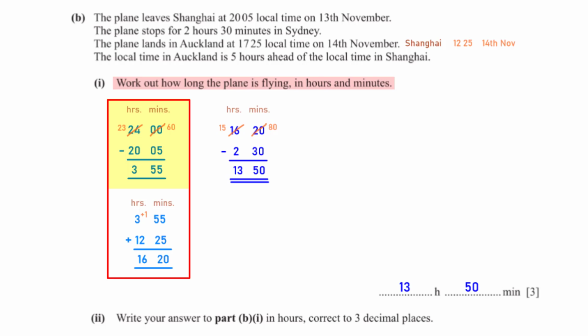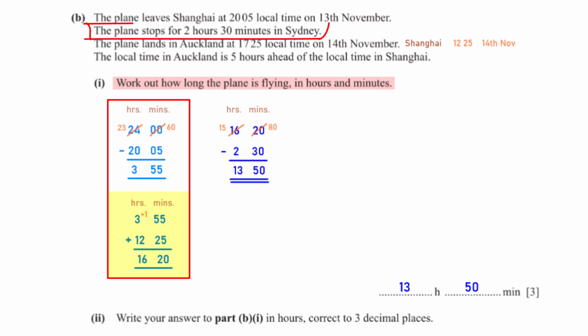So now to get the total time duration, we add 12:25 to 3:55. Under the minute column, 55 plus 25 is 80. 60 minutes is 1 hour, so we add 1 to the hour column and leave the remaining 20 minutes under the minute column. Under the hour column, 1 plus 3 plus 12 is 16. Now we know the total time duration is 16 hours 20 minutes.